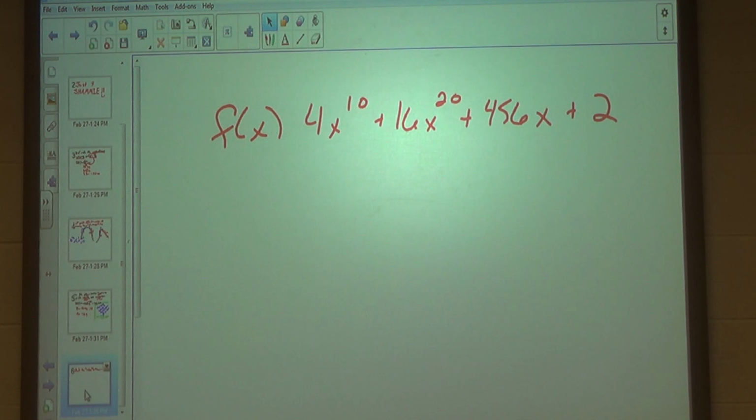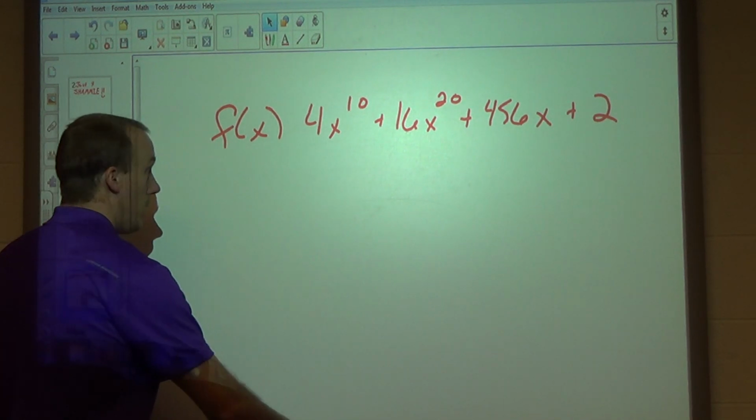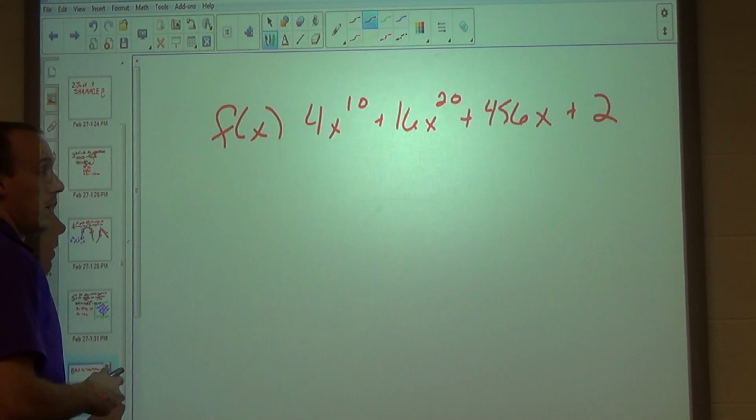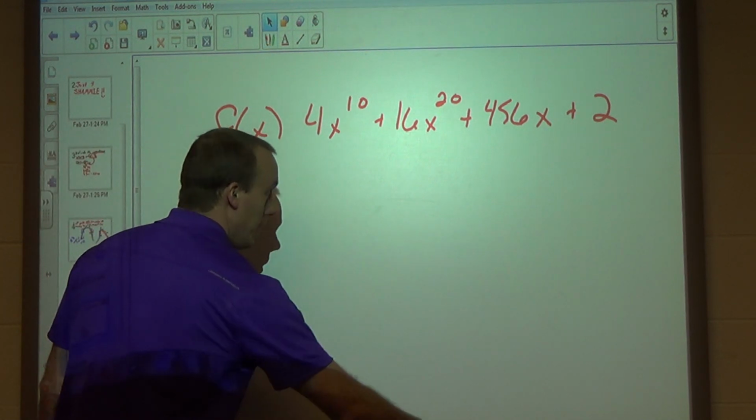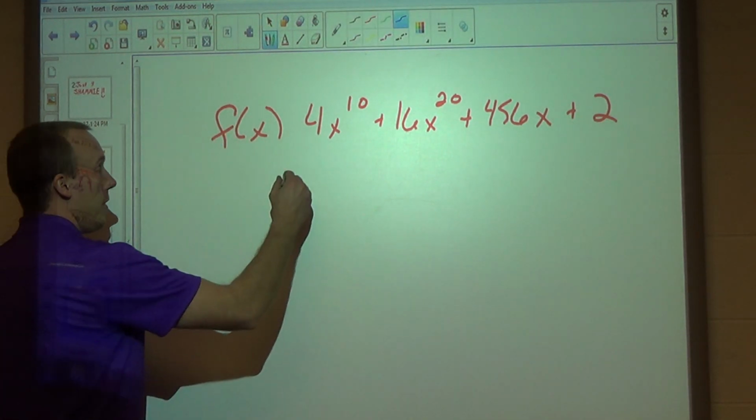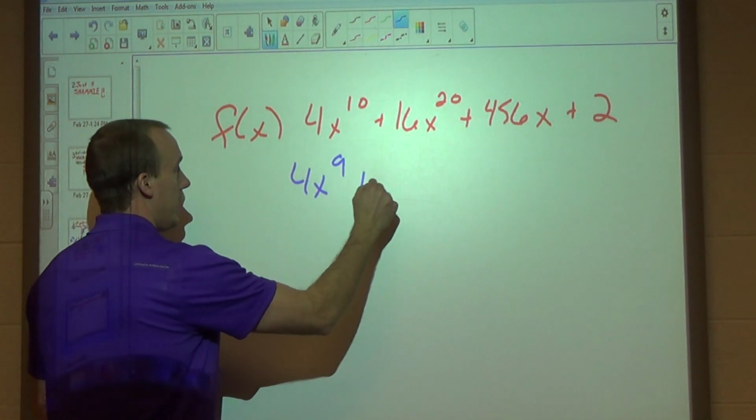Or there's one that has a square root on it. On that square root problem, you'll have to just know that you can't do it any other way other than the long way, with the conjugate. We'll do some more of those, I think, today, because these four aren't gonna take 20 minutes. All right, so we got what, 40x to the 9th plus 320x to the 19th?